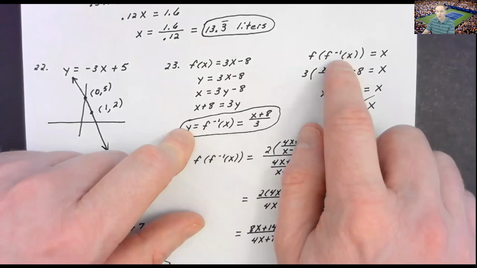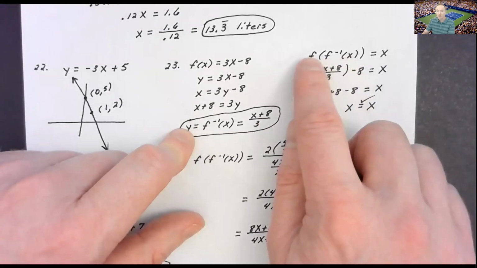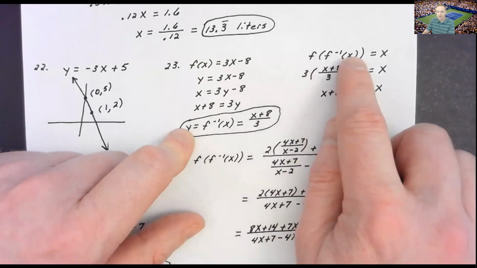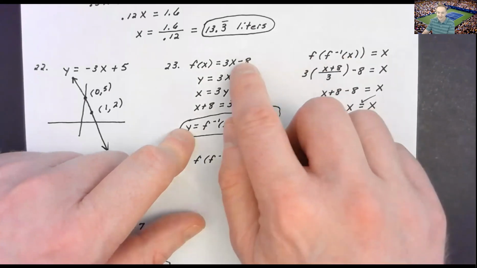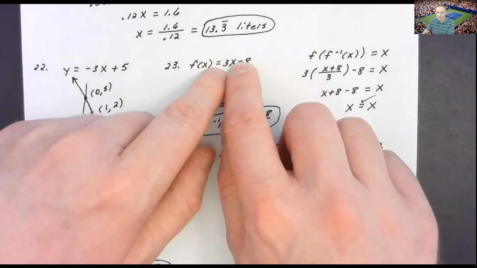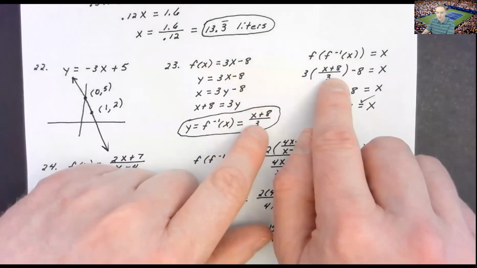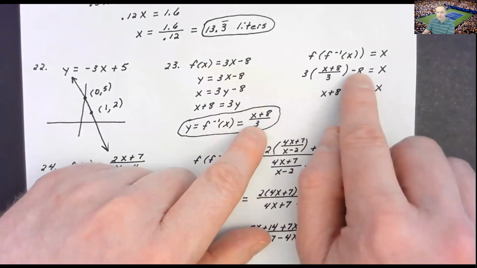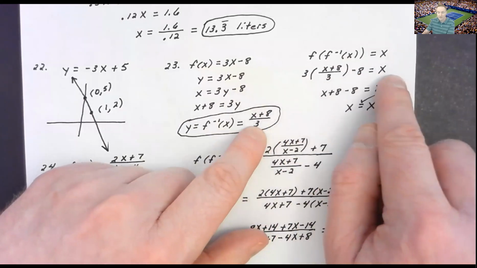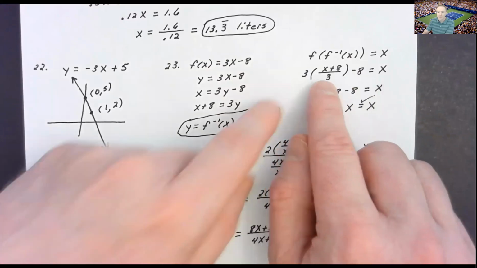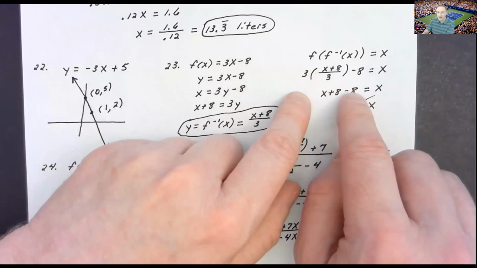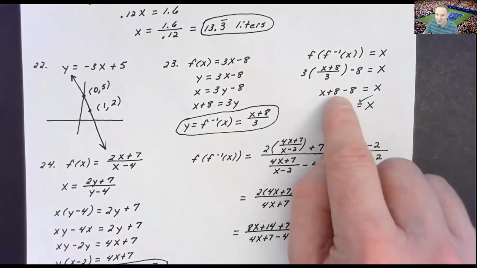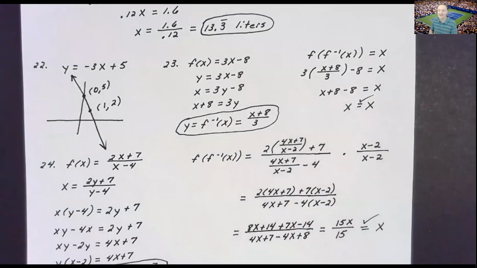But now I need to show that by using a composition. So I need to show f composed with f inverse of x is equal to x. If I plug the inverse into the place of x in the original function, I'm left with 3 times the group, x plus 8 over 3, minus 8. This is supposed to equal x. Well, does it? Over here, the 3's would cancel. You would have x plus 8 minus 8. And at that point, you can see that you can eliminate those 8's, and you would just get x on the left-hand side.